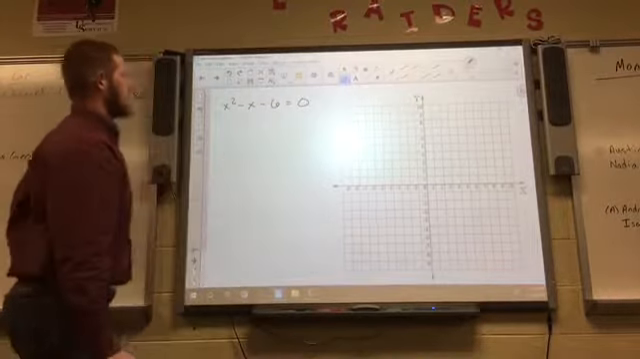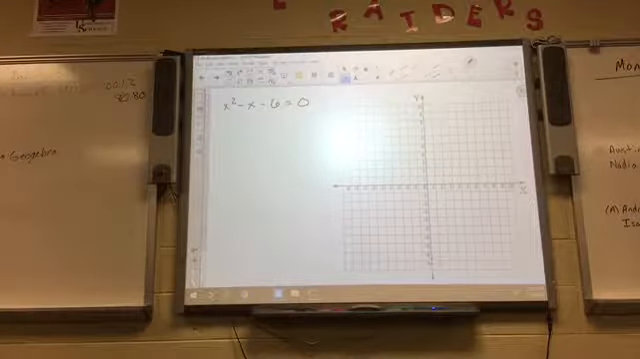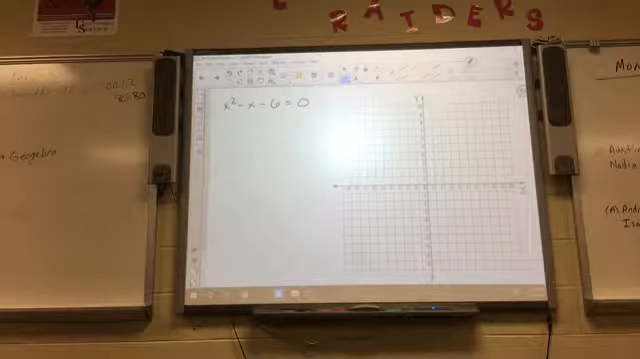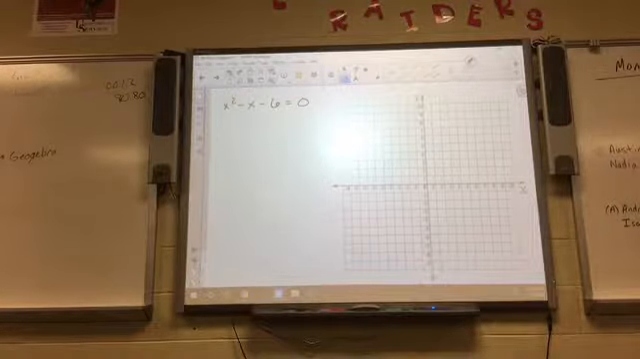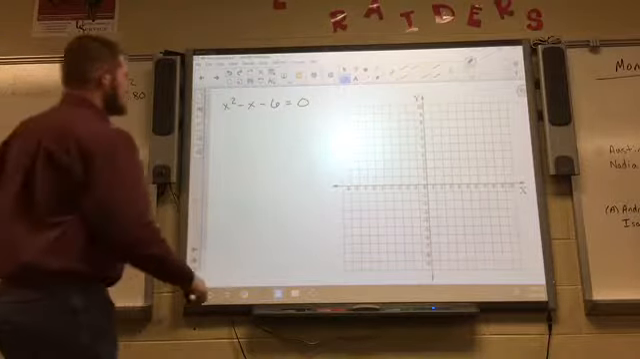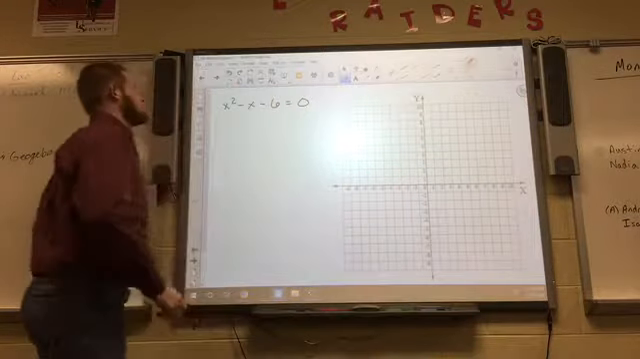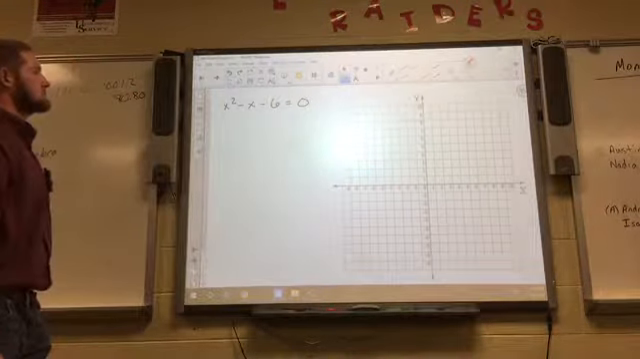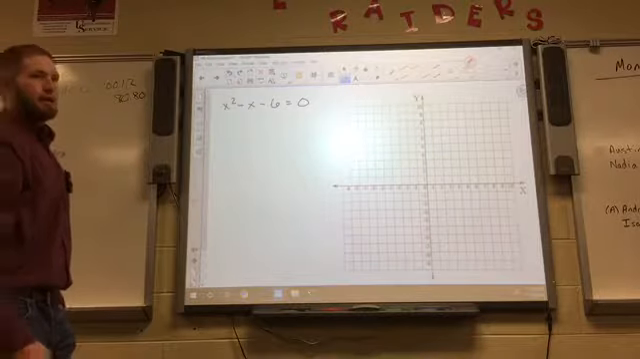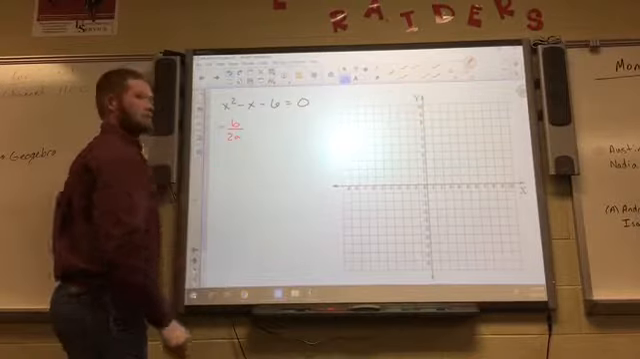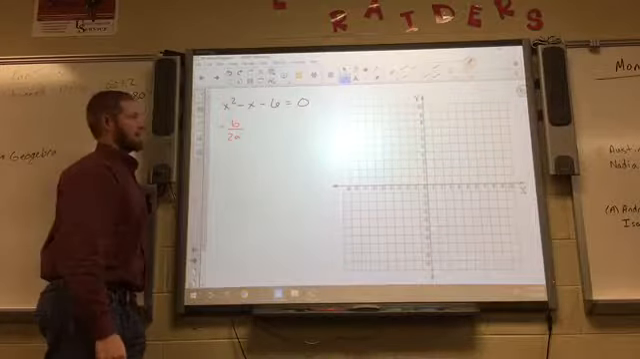Now, what do I have to do? First of all, it's in standard form, correct? Okay, we graphed a whole bunch of these equations back in chapter 1. How do I graph this? It's been a while. Negative b over 2a. Negative b over 2a is going to give me what? The x value of your vertex.